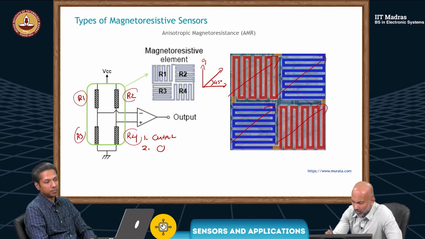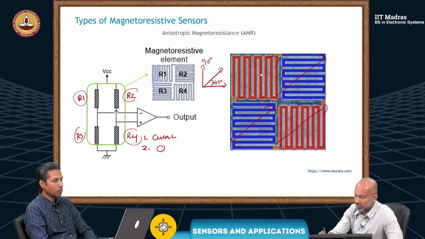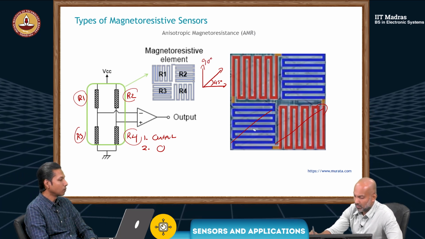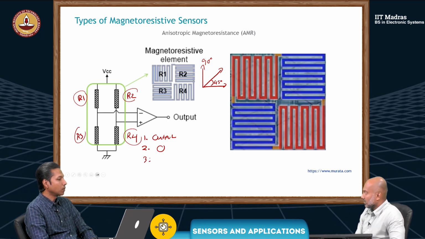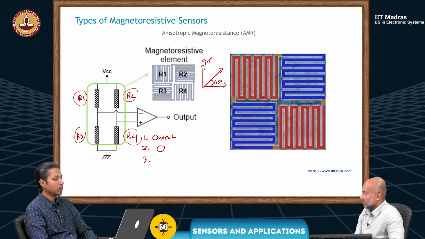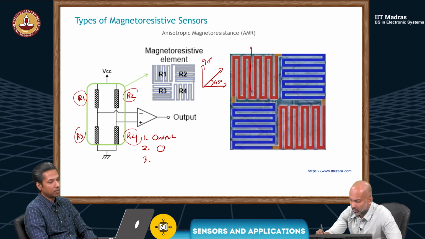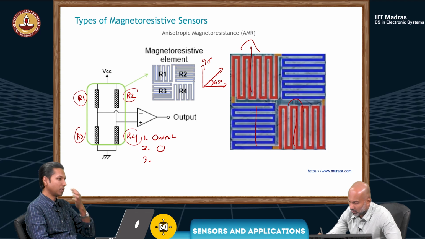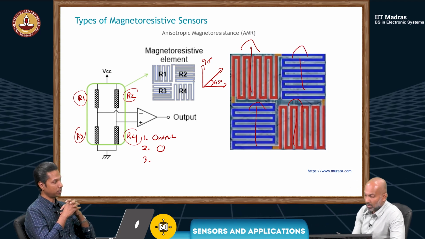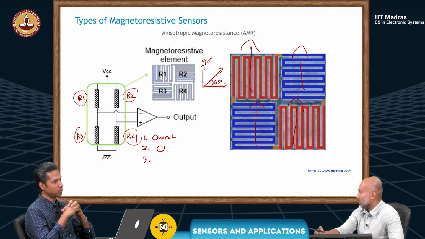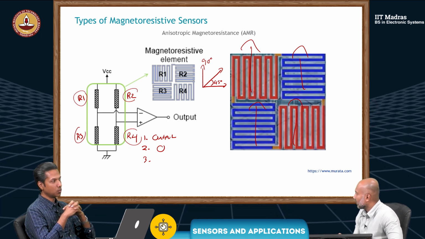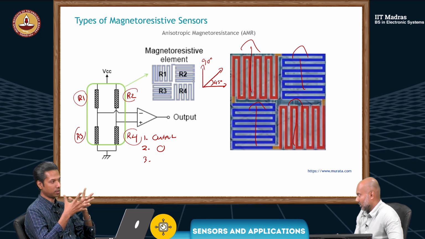Now, I change the magnetic field to 90 degrees again. Then the reds will have higher resistance compared to the blue ones. Correct. So then you will get an output. Correct.